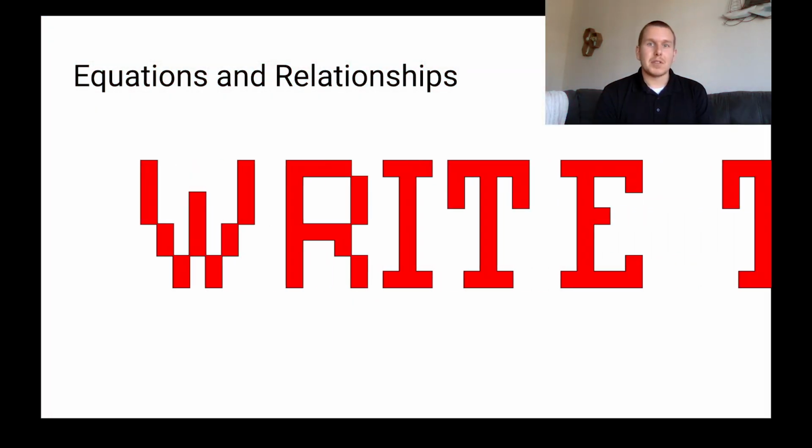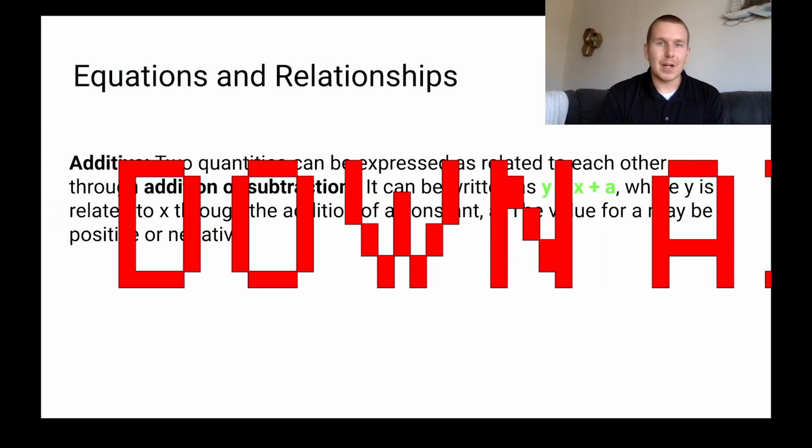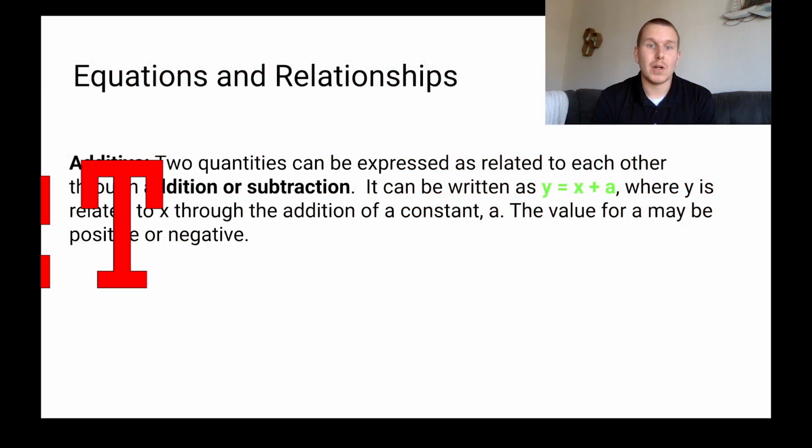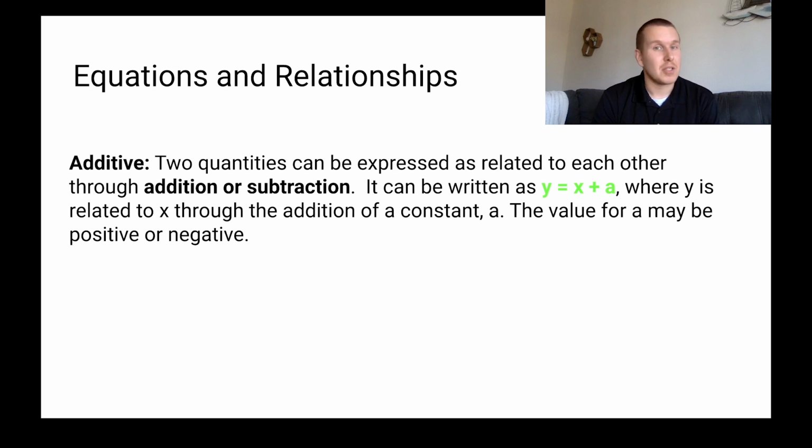The first word we're going to talk about is additive. An additive relationship is when two quantities can be expressed as related to each other through addition or subtraction. So addition and subtraction kind of go hand in hand, which is really important to remember. It can be written as y equals x plus a, where y is related to x through the addition of a constant a. The value may be positive or negative.